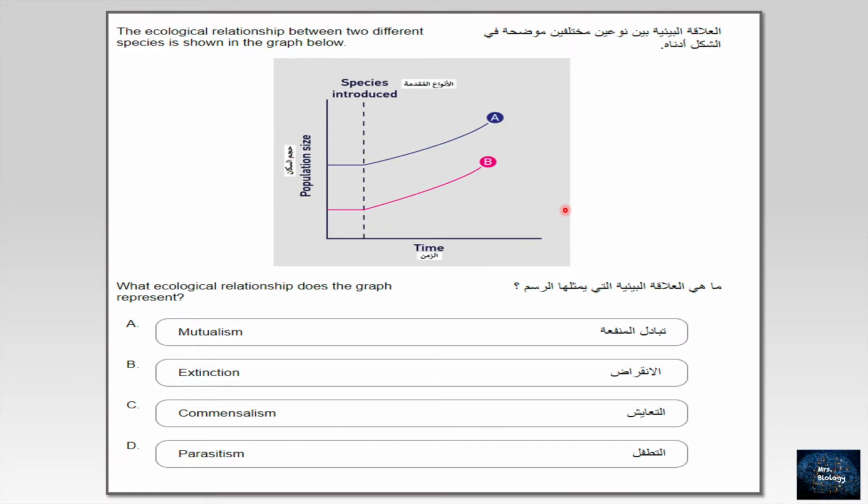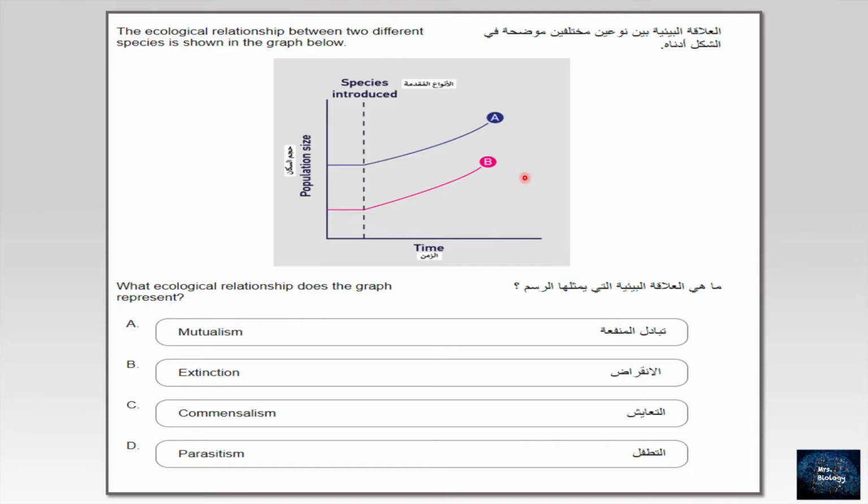So that is not there. So D is wrong. Now A and C, mutualism and commensalism. I will tell you I'm supporting A. Why mutualism? Both of them deal with each other and get benefits, so both of them are increasing at the same rate as we see.